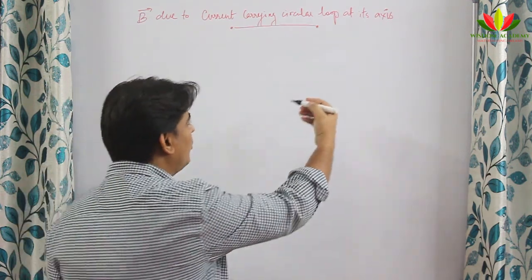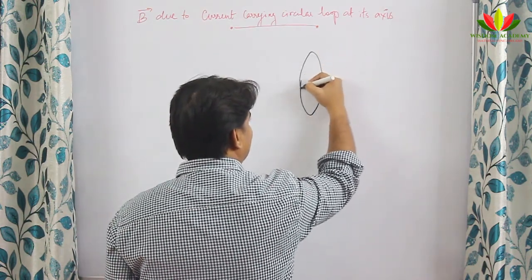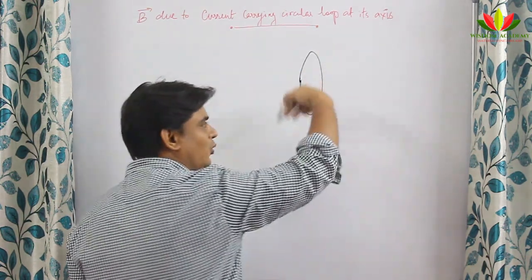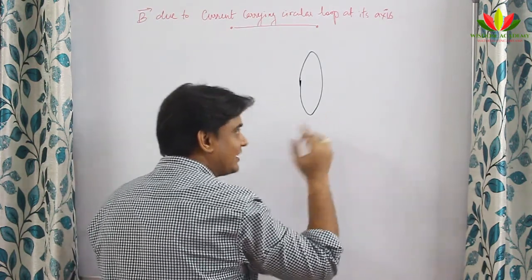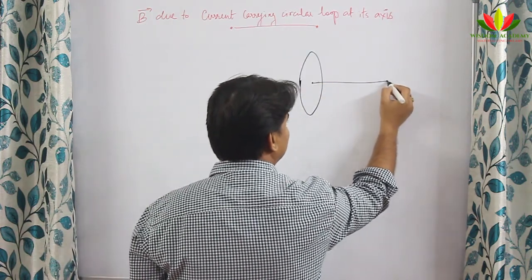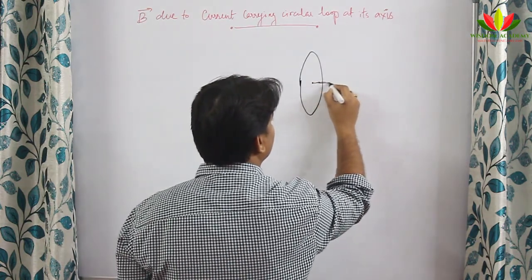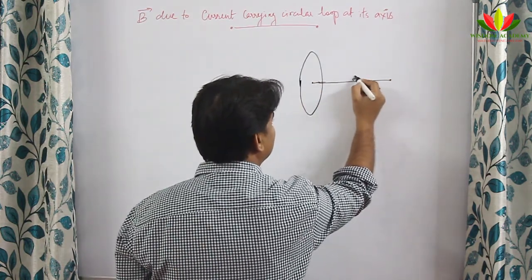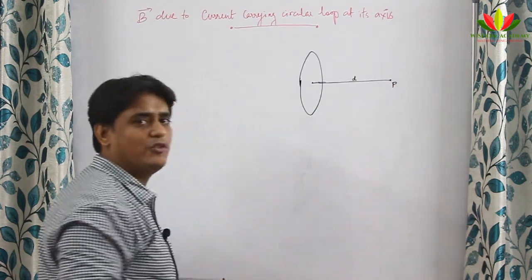If I draw it on the board, I will draw it something like this. I hope you understand why I am drawing the loop in this oval shape, because it is not in this plane, it is in this plane. From its center, I will go some distance, let the distance from the center be d. I am going to find the magnitude of the magnetic field at this point P.